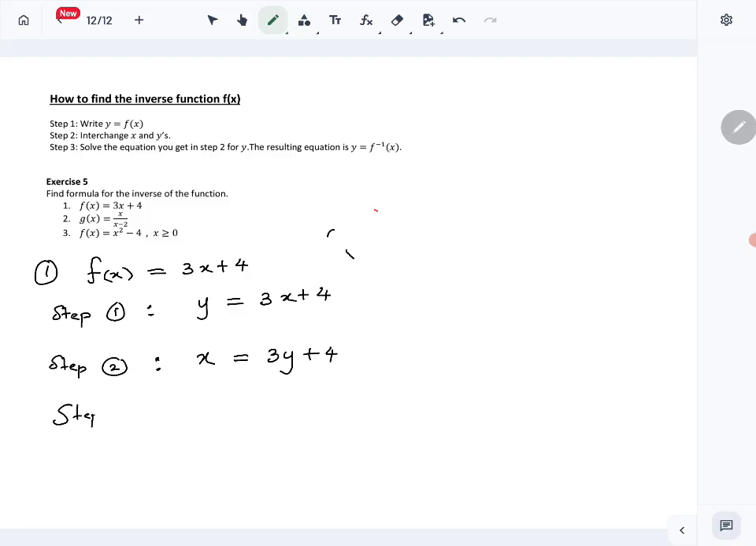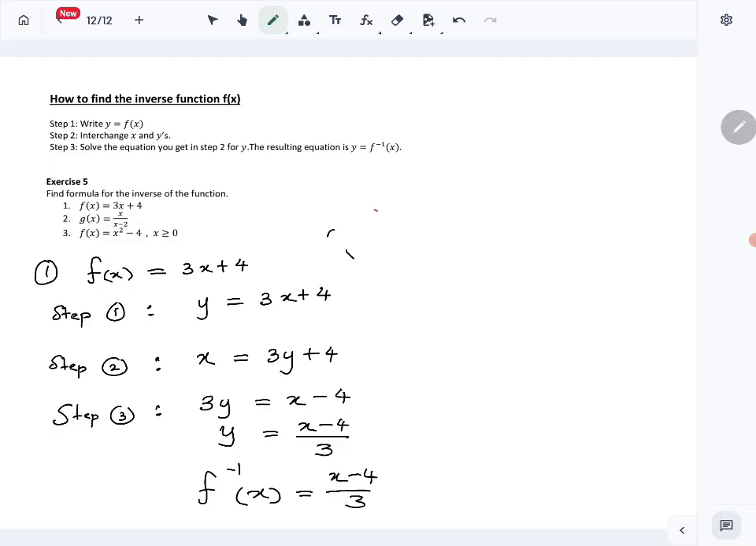So step 3 is what? Step 3 is now solve the equation in step 2 for which variable? Variable y. So I can write 3y is equal to x minus 4. Then y is equal to what? x minus 4 over 3. Then whatever answer you get for y, that is our inverse function. So f inverse of x is equal to x minus 4 over 3. So 3 easy steps to follow and you can get the inverse function.